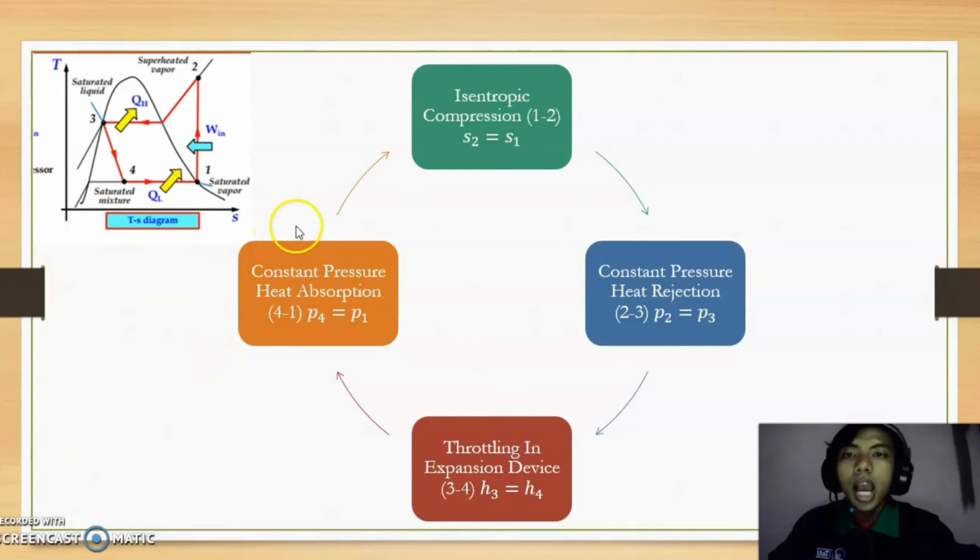Okay, first of all, I would like to explain the performance of the process. First, from point 1 to point 2, the process is called isentropic compression. From point 2 to point 3, the process is called constant pressure heat rejection. From point 3 to point 4, the process is called throttling in the expansion device. And the last process is constant pressure heat absorption, which occurs from point 4 to point 1.